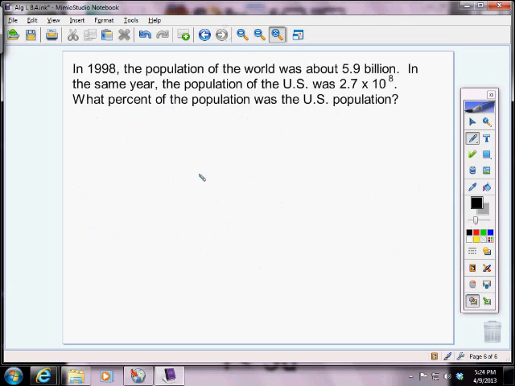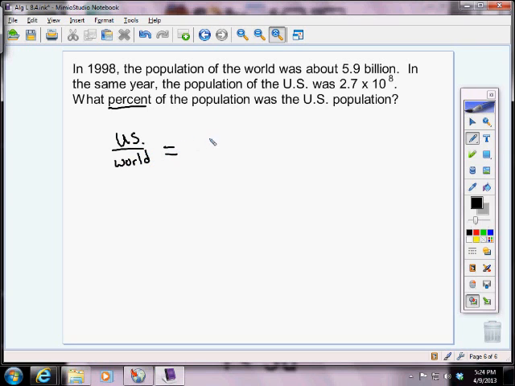One more example. In 1998, the population of the world was about 5.9 billion. In the same year, the population of the U.S. was 2.7 times 10 to the 8th. What percent of the population was the US population? So remember, we're talking about percent. We're talking the US population out of the entire world.